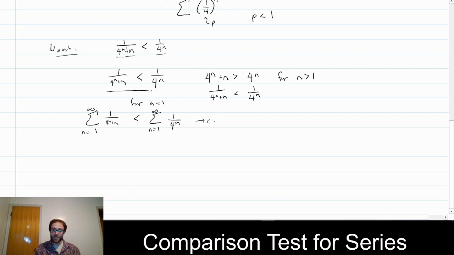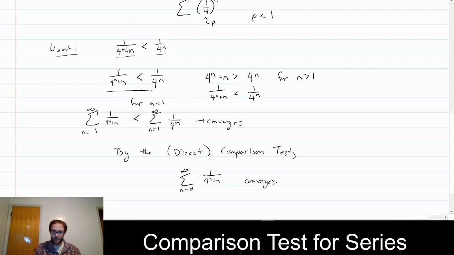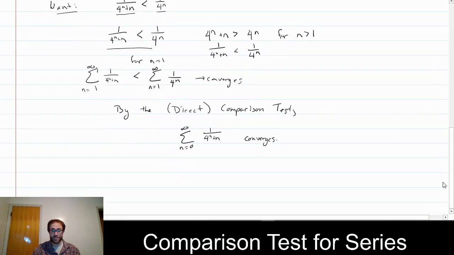And since this converges, we have that by the direct comparison test, the sum from n equals 0 to infinity of 1 over 4 to the n plus n converges. And so that's how we show that something converges if we know that something else similar to it converges.